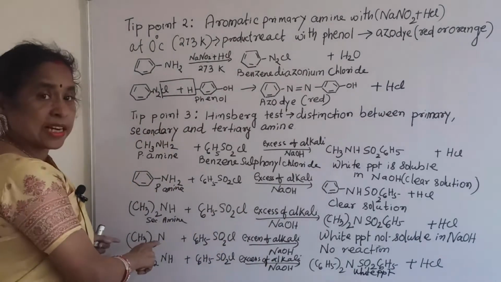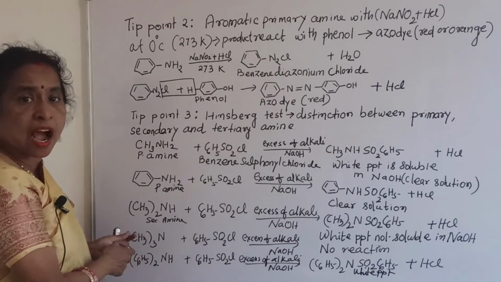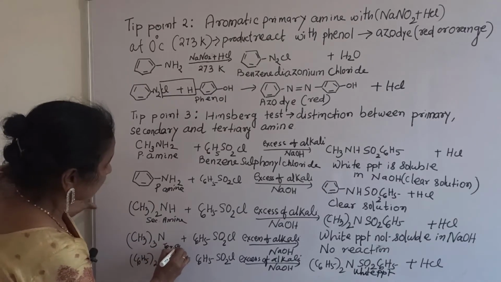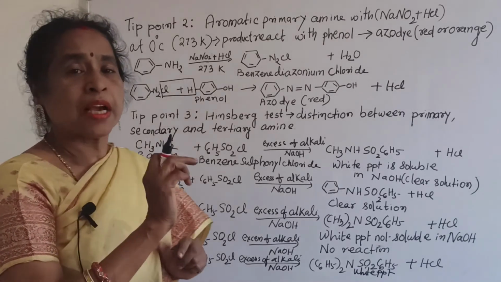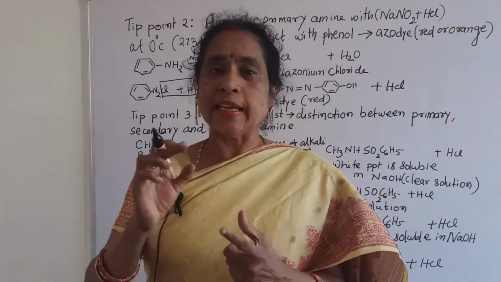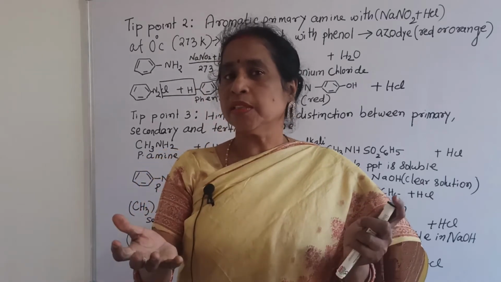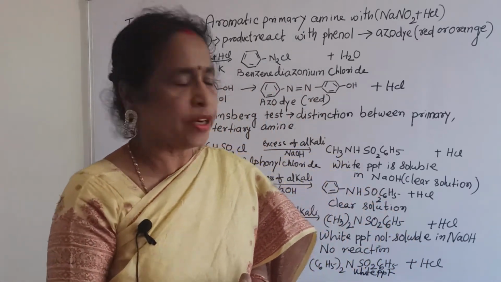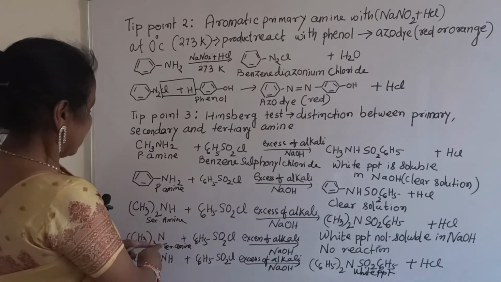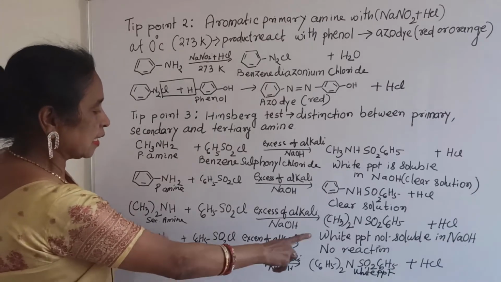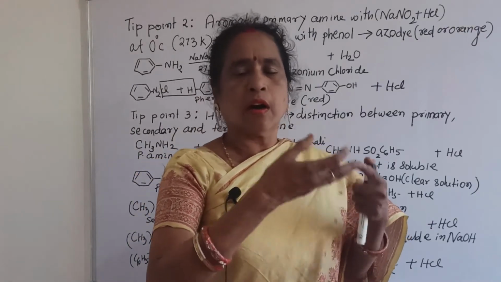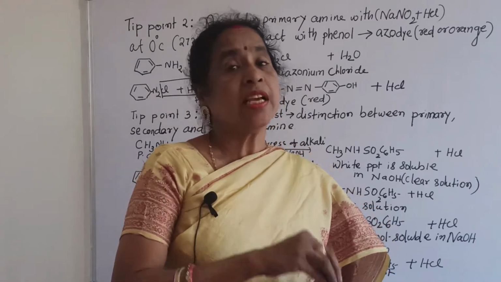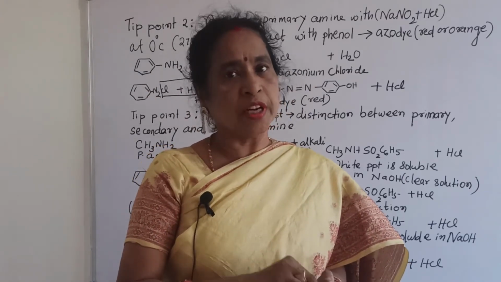Now see the tertiary amine, trimethylamine. What do you observe? There is no hydrogen, because the general formula is R3N. If there is no free hydrogen, how can it react with benzene sulfonyl chloride? So when you add excess of alkali, there is no white precipitate. There is no reaction at all when a tertiary amine is treated with benzene sulfonyl chloride.